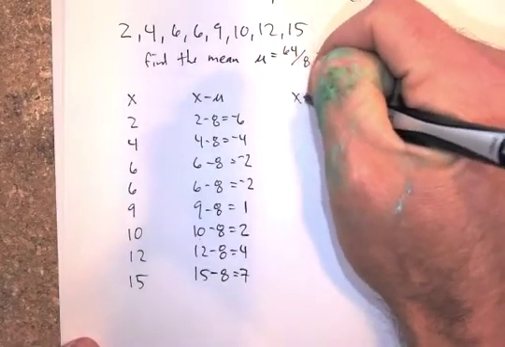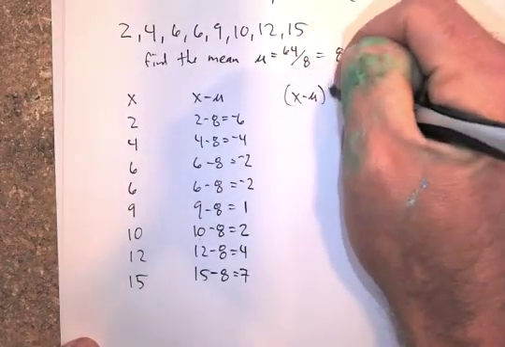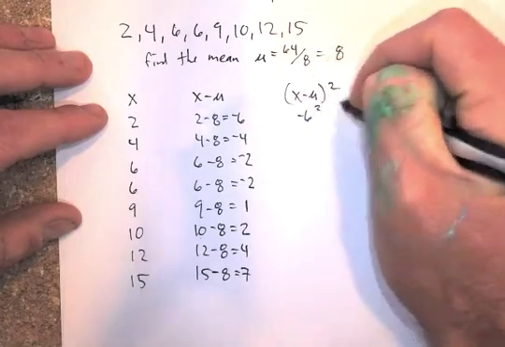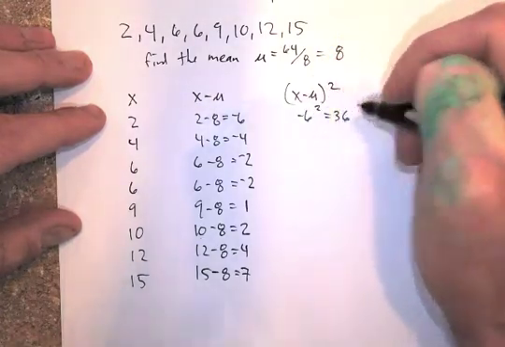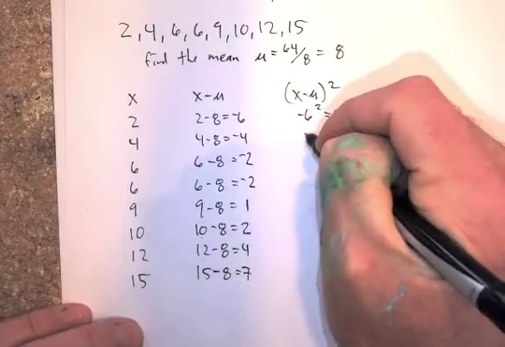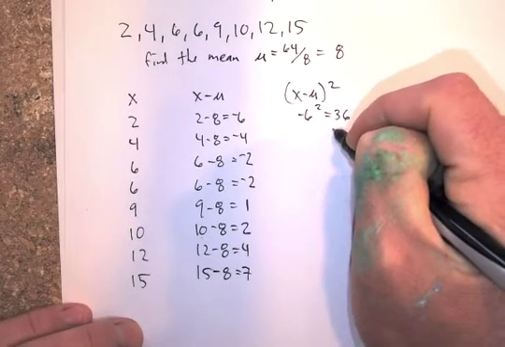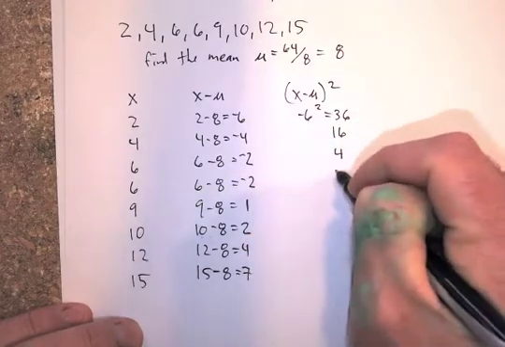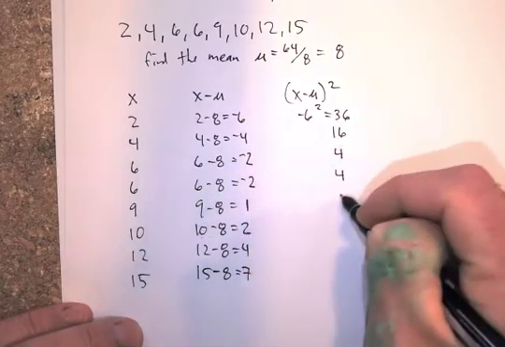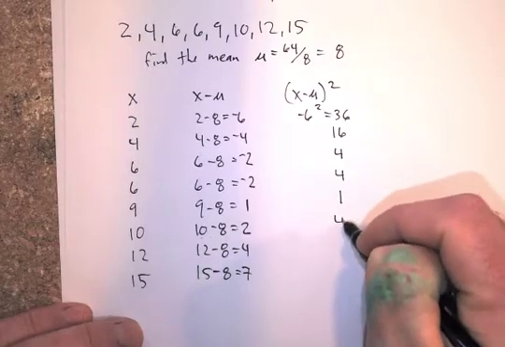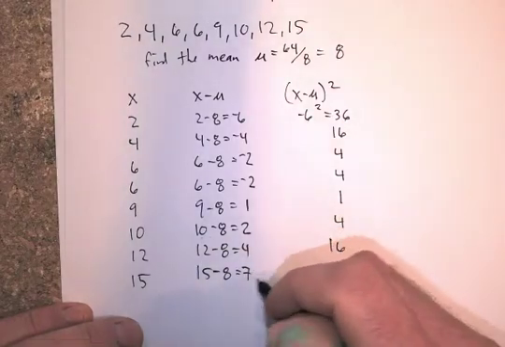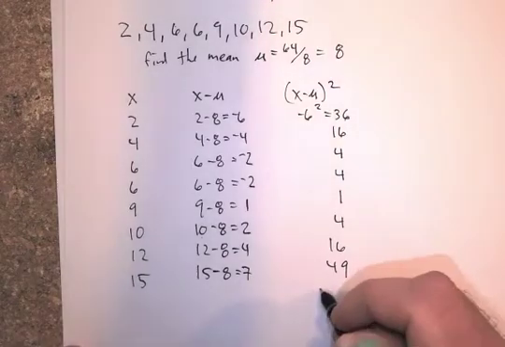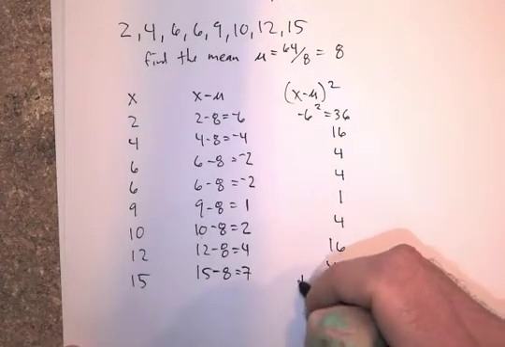Next step, take that number, that data point minus the mean, I'm going to square it. So in other words, take negative 6 and square it. Remember, when you square a negative, you get a positive. Okay, I'm just going to work these out without showing because I think it's fairly self-explanatory. When you square a negative, it comes out positive. 1 squared is 1. 2 squared is 4. 16. 49.